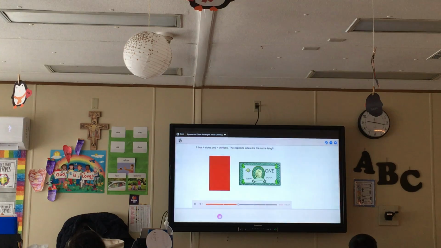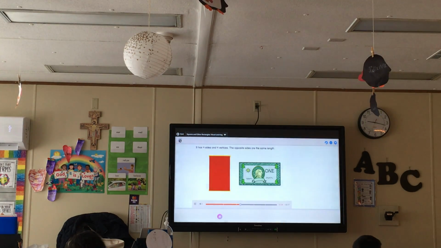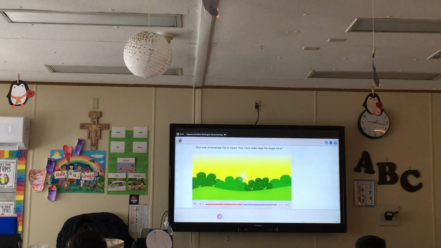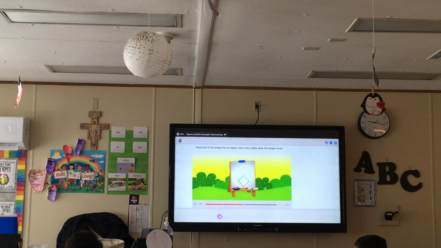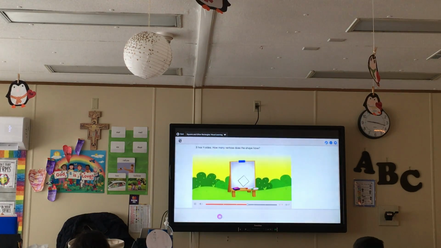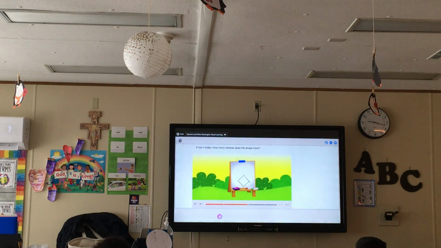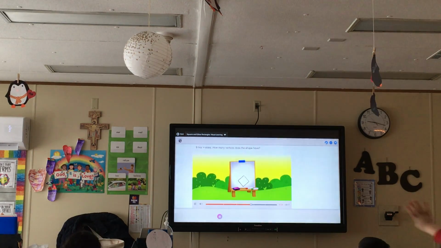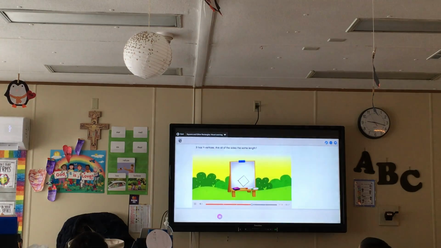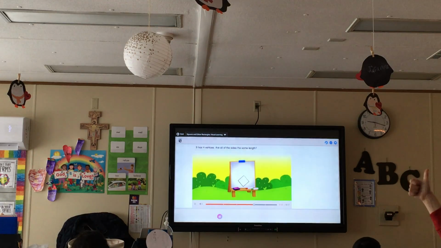It has four sides and four vertices. The opposite sides are the same length. Now look at the shape that is traced. How many sides does the shape have? It has four sides. How many vertices does the shape have? How many vertices? Four, yeah. It has four vertices. Are all of the sides the same length?